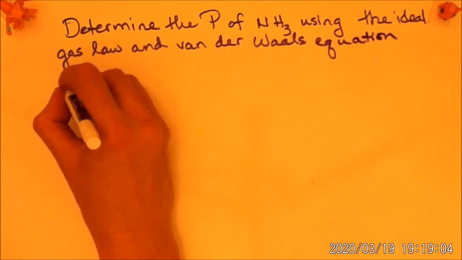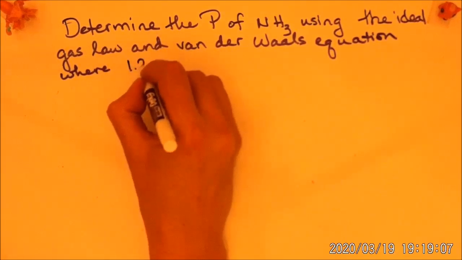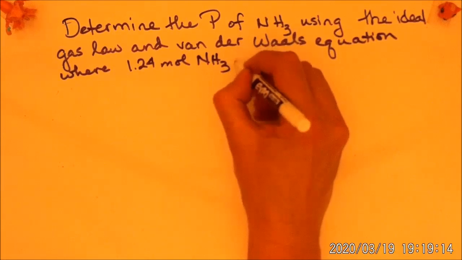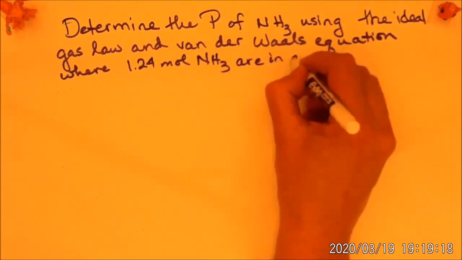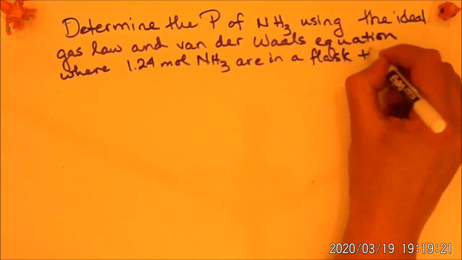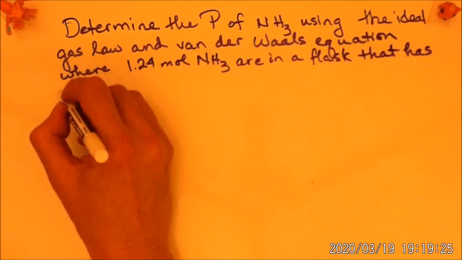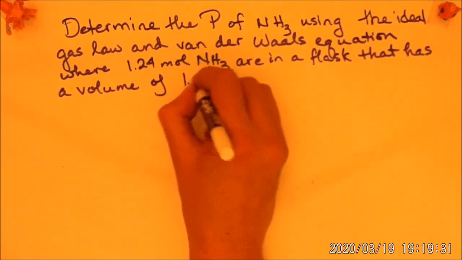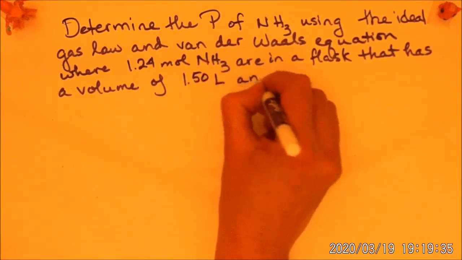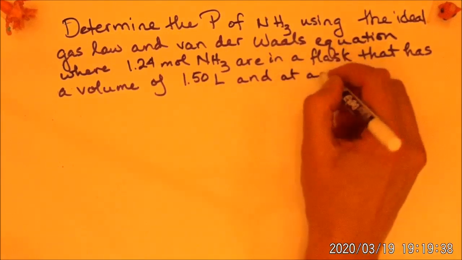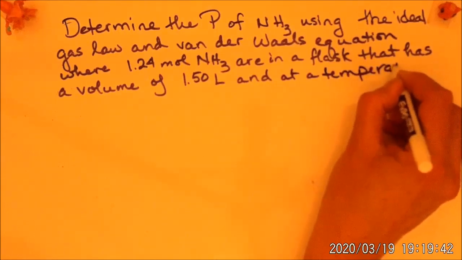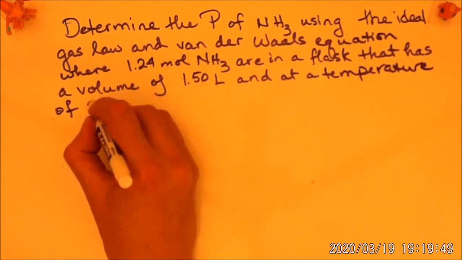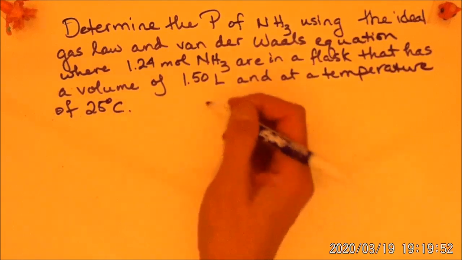Okay, where 1.24 moles of ammonia are in a flask that has a volume of 1.50 liters and a temperature of, say, 25 degrees Celsius.